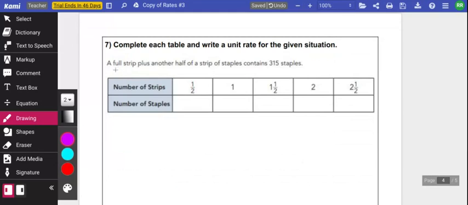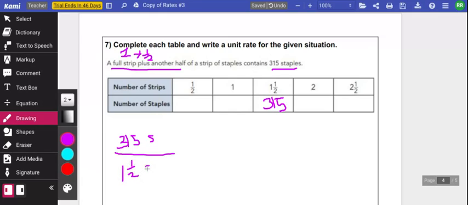Here, number 7, it says a full strip plus another half. So if you have 1 full, that's 1 plus a half. So that would be 1 and 1/2, right? So for 1 and 1/2 strips, you have 315 staples. And so we need to figure out how much for a half a strip, how much for 1 strip, how much for 2 strips, how much for 2.5 strips. And so we need to set up a rate here. So let's do it's 315 staples. I'll use S for staples. 315 staples per 1 1/2 strips.